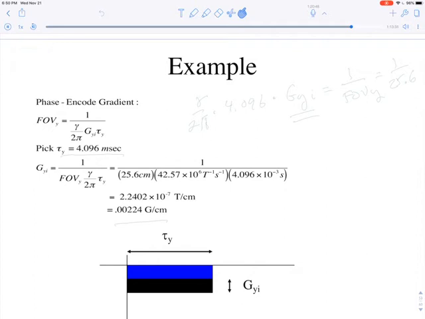Here's an example. Here I'm given tau sub y equals 4.096 milliseconds. So what I would say is gamma over 2 pi times 4.096 times my incremental amplitude is equal to 1 over the field of view in the y direction, which is 1 over 25.6. Then I can just solve for GYI, and I end up with that there.